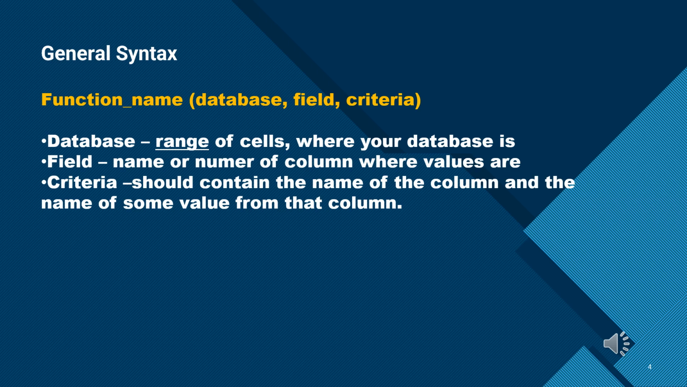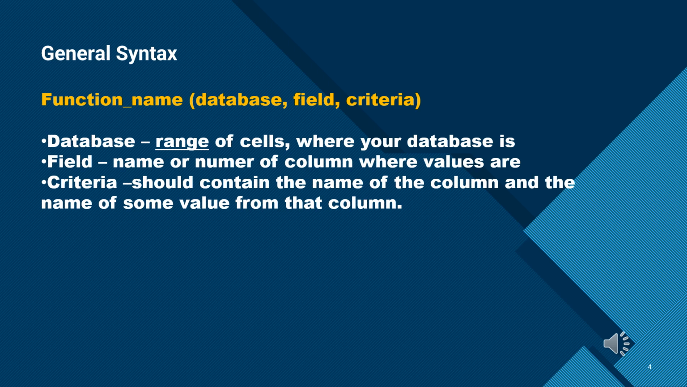The syntax is function name of database, field, criteria. These are the three parameters. For example, the function name DAVERAGE or DSUM, so equal to DSUM of database, field, criteria. In the first parameter, database is the entire data set we want to work with. Then the second parameter, field. This only requires selecting the header of the column we want to work with, not the entire column's data, just the header of the column.